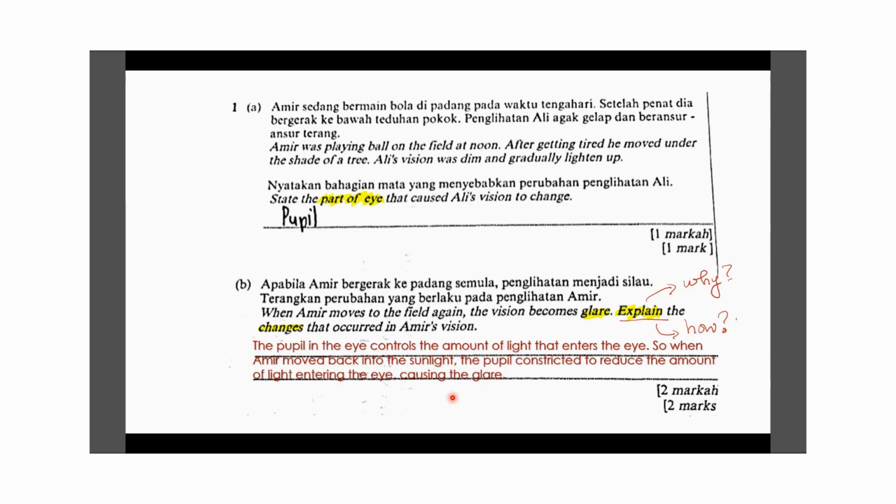So I also want you to pay attention that the ending of my answer, I end my answer with what the question has asked, right? The question has asked me to explain why the vision becomes glare. And so, after all my explanation, I end my sentence by saying that whatever that I explained, that's what's causing the glare. So, you kind of end your answer with the question that was given. So, that gives you a nice finishing touch to your answer.